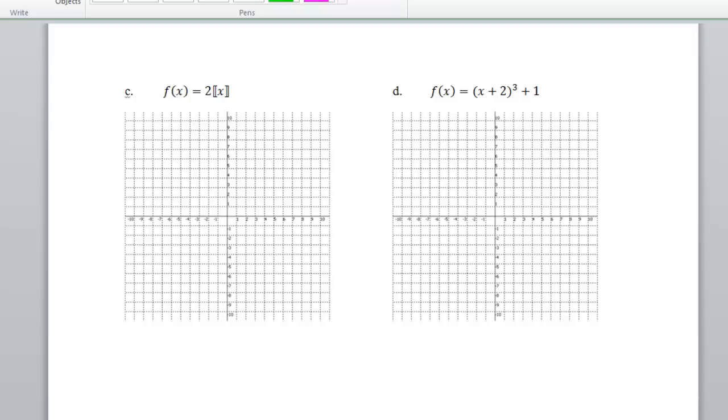Now, this is the greatest integer function. It's got this kind of double look in brackets, if you will. What the greatest integer function technically is, is what we call an infinite step function. So what happens here is that we have this step function that'll go on infinitely. Now, each part of the step function is 1 unit long horizontally.